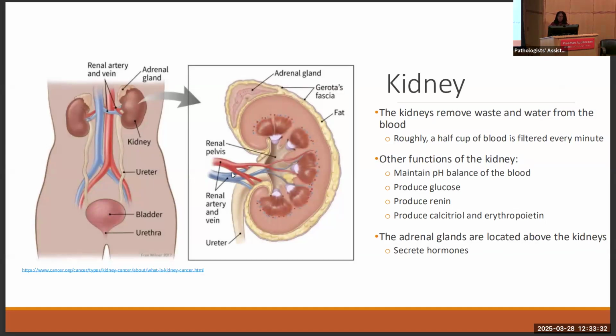Approximately half a cup of blood is filtered every minute, and other functions of the kidneys include maintaining the pH balance of the blood, producing glucose, regulating blood pressure by producing renin, producing calcitriol, and producing erythropoietin, which is a hormone responsible for the production of red blood cells in the bone marrow. Superior to the kidneys are the adrenal glands, and due to their proximity to the kidneys, they are worth mentioning. The adrenal glands are endocrine organs responsible for secreting hormones such as aldosterone, cortisol, and androgens.